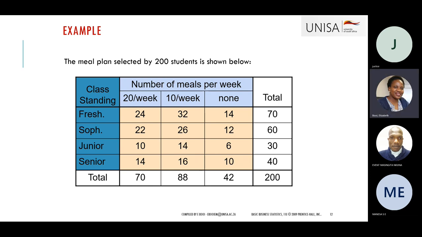And the total of the sophomores who answered this questionnaire, there were 60. For senior students, 14 of them prefer 20 meals per week, 16 of them prefer 10 meals per week, 10 of them prefer no meals per week. And there were 40 of them who answered this question. And if we look at the number of meals, those who prefer 10 meals per week, there were 88. 32 of them were freshmen, 26 sophomore, 14 junior, 16 senior. And that's how you read this table, just like that.